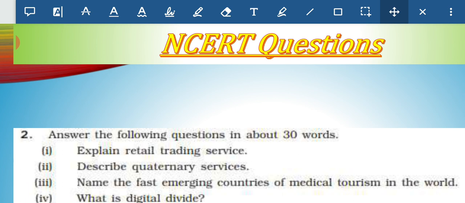Now what is digital divide? Digital divide is basically a division between two regions which is there due to information technology. When a developed and a developing zone are divided on the basis of ICT, that is information communication technology, or IT, that is information technology, that division is termed as digital divide. Okay. Now next, these all questions were of 30 words.